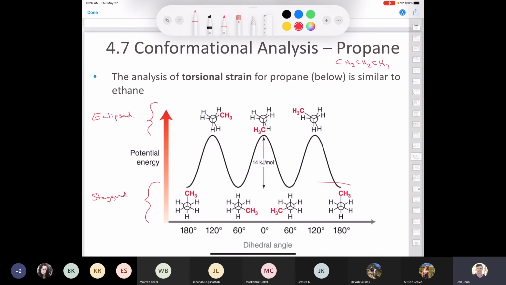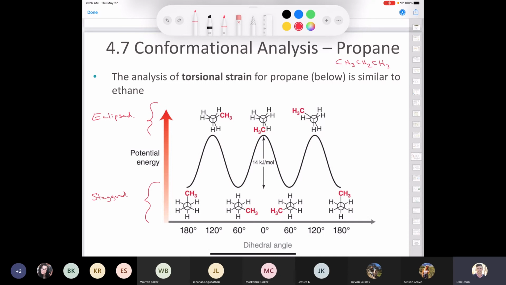They're all equal in energy. You see they have the same amount of potential energy. You see that all of the eclipsed conformations are degenerate, right? They're all equal in energy. And the difference in energy between the staggered and eclipsed conformations is 14 kilojoules per mole.